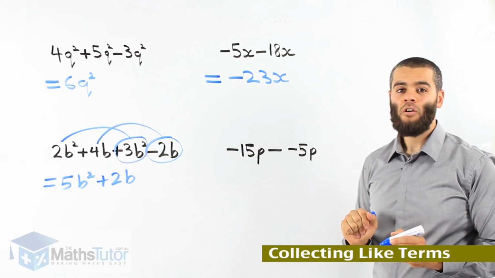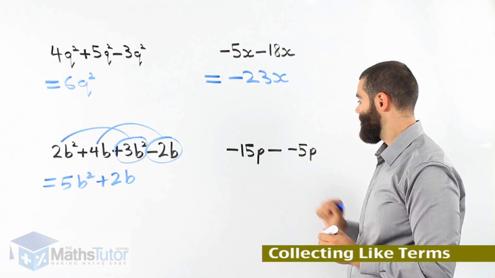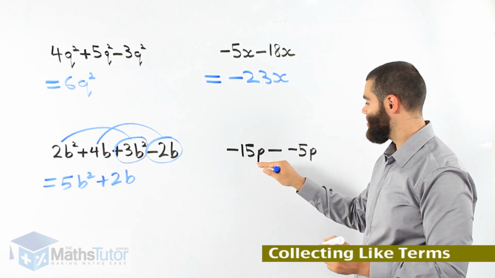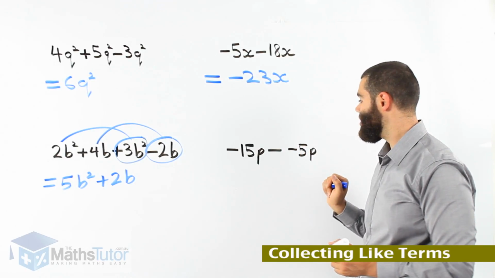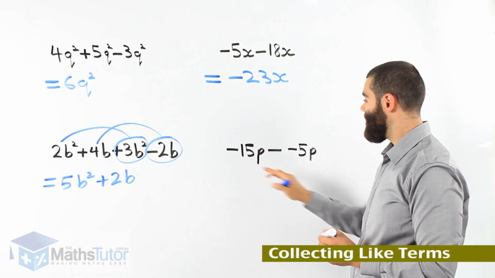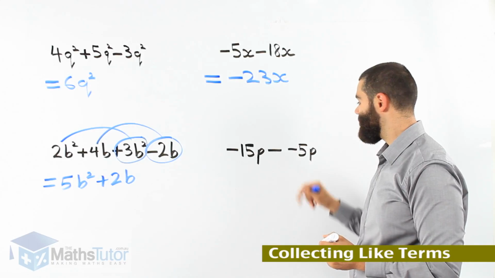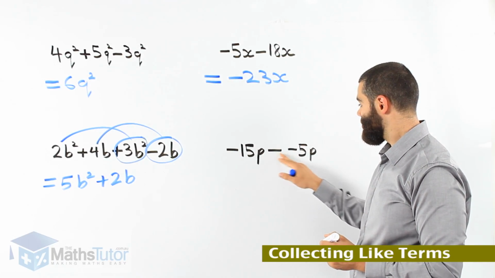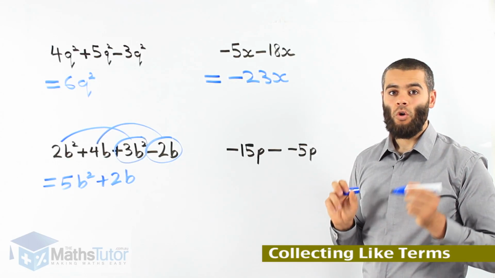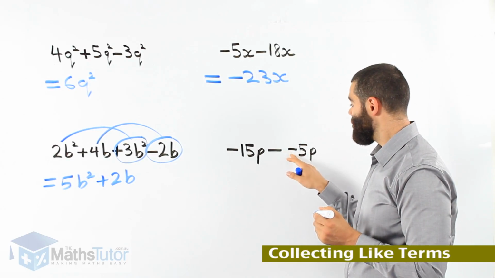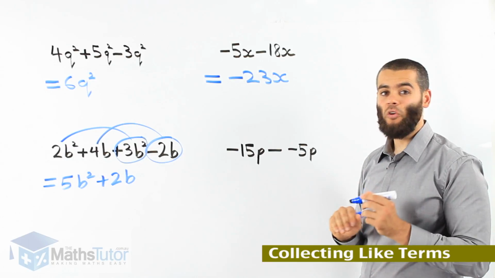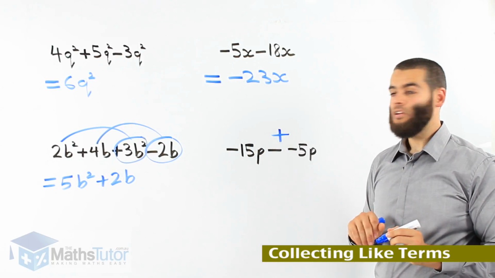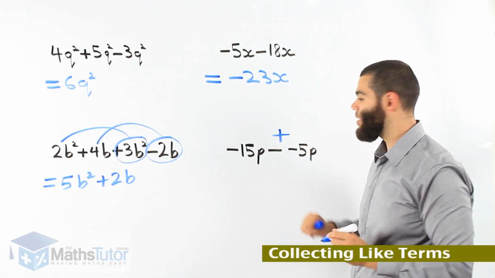Now here, minus 15p. Take away negative 5p. Are they like terms? We have a p and a p. Yes, they are like terms. So minus 15p minus negative 5p. Well, what do you notice? Two negatives next to each other. We learnt that two negatives next to each other, they join forces and become a plus. So these two together become a plus.